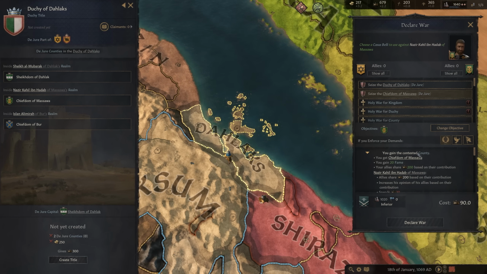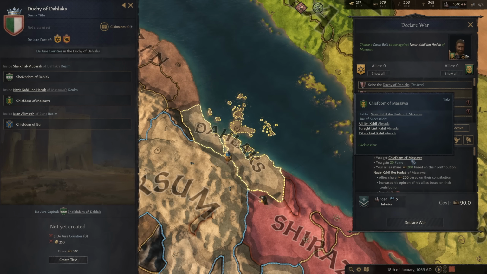There are instances where it will say this person will become your vassal. It'll say you get the chiefdom of Masawa, but it doesn't say that the current ruler becomes your vassal. And I'll switch over to another situation where you can see that it says this individual becomes my vassal, just so that you can get a better idea, or at least see it so you know what's going on.